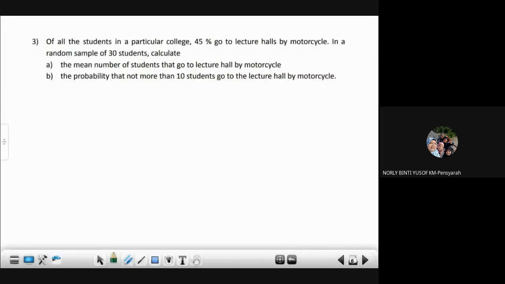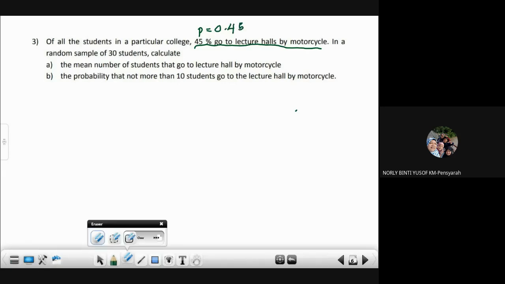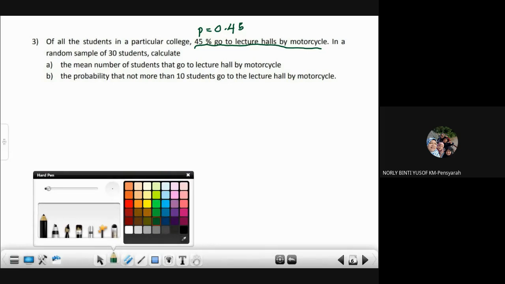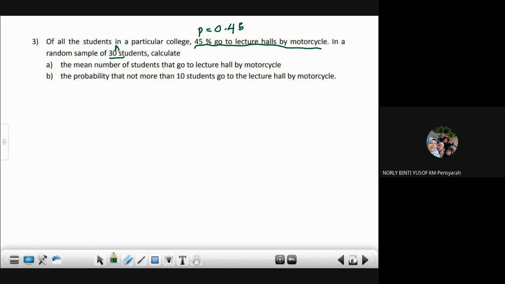Next example. Of all of the students in the particular college, 45% go to lecture hall by motorcycle. So this one will be your probability of success lah. That is P 0.45. Event dia adalah dia pergi lecture pakai motor. So random sample of 30 students, so dia will be your N. So firstly sama wajib tulis bila kata sebab you tahu you ada dua parameter, so this question will be binomial distributed. So buatlah discrete binomial distributed 30 and parameter P 0.45.